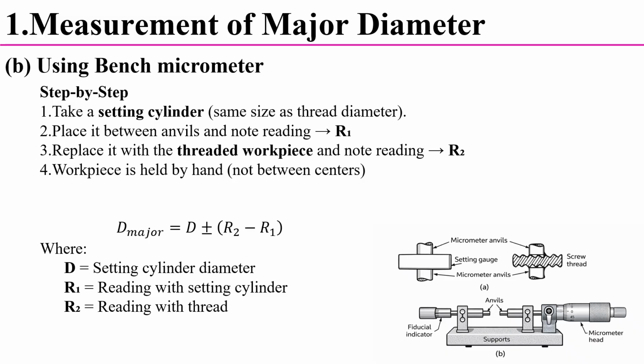Next, we will discuss the procedure to determine the major diameter by using the bench micrometer. This procedure is also similar to the ordinary micrometer. So let's see the procedure step by step.